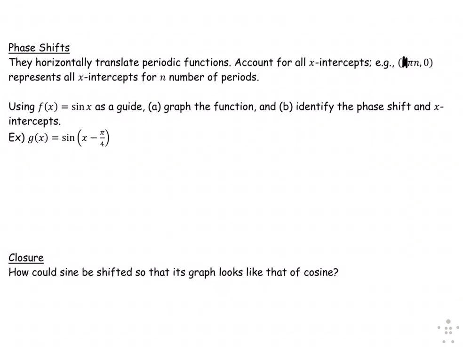So in this example, using sine of x as a guide, we'll graph the function and then identify the phase shift as well as all the x-intercepts. Like before, we'll start with part B, identifying that we have a pi on 4 inside, which inverts the horizontal translation, and then we have a phase shift of pi on 4.